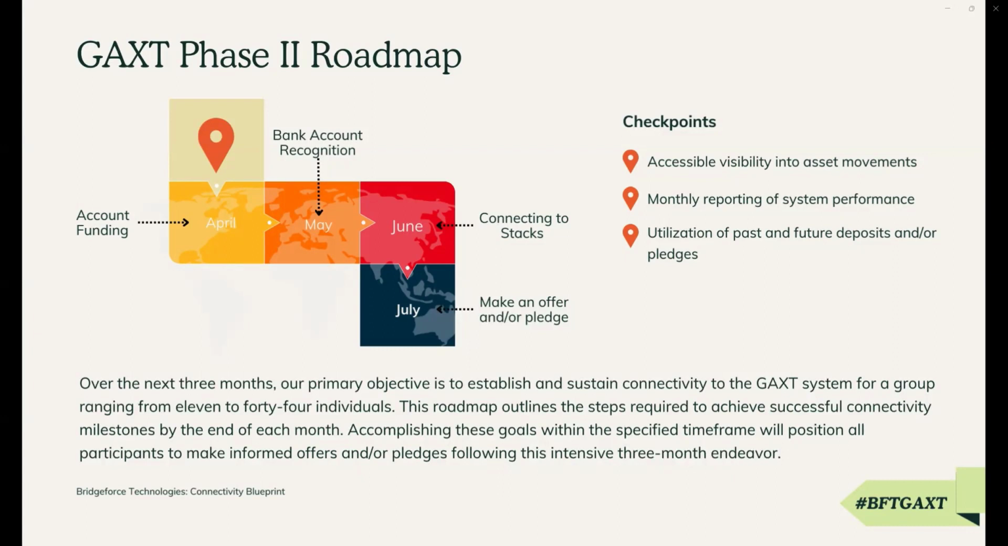As we explore this roadmap, we also take the 3 checkpoints mentioned in the previous presentation into consideration to help us navigate on the journey to achieving these monthly milestones. To briefly recap, these checkpoints are as follows. 1. Accessible visibility into asset movements. 2. Monthly reporting of system performance. And 3. Utilization of past and future deposits and/or pledges. So as we journey throughout this process and we follow the roadmap, we accomplish the connectivity milestones at the end of each month, we're also going to be utilizing these checkpoints to guide our decisions and help us navigate this process to ensure that success is achieved on all fronts.